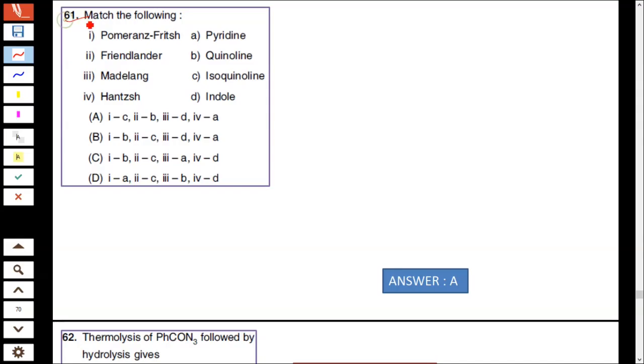Question number 61. Match the following. Pomeranz-Fritsch reaction gives the product isoquinoline. Friedlander reaction gives the product quinoline. Madelung reaction gives the product indole. Hantzsch reaction gives the product pyridine. Hence option A is correct.